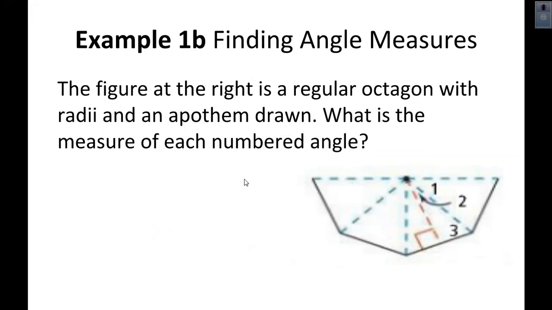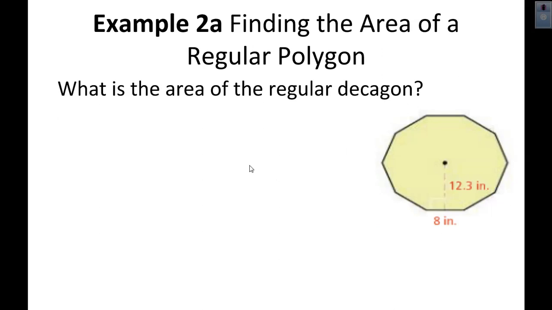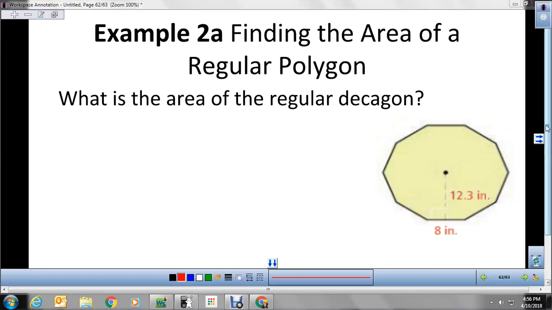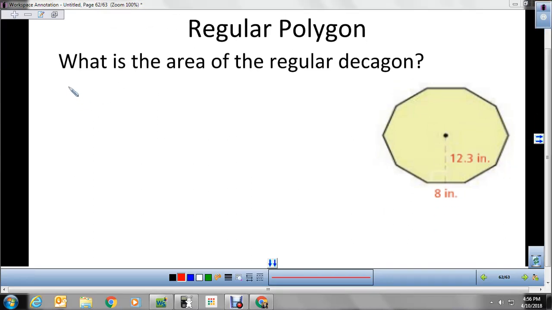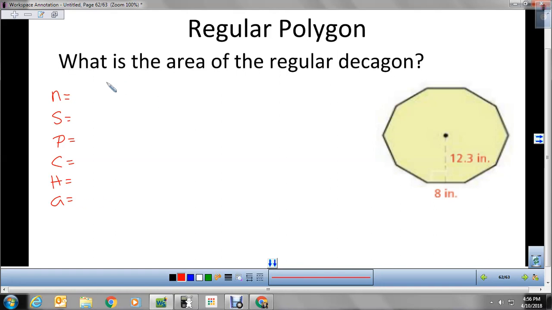All right. So let's take a look here at finding the area of a regular polygon. Now before we do this, there is a series of variables I want you to write down in a series, and this is what we're going to use in each one of our problems in this lesson. So what I call this, I came up with it, is Nespacha. It stands for N, S, P, C, H, and A.